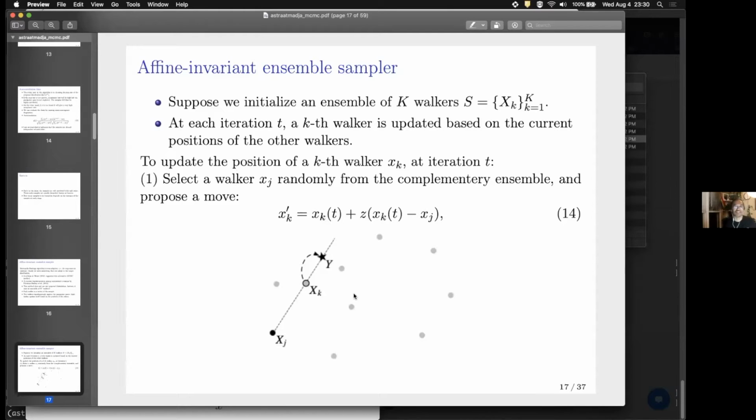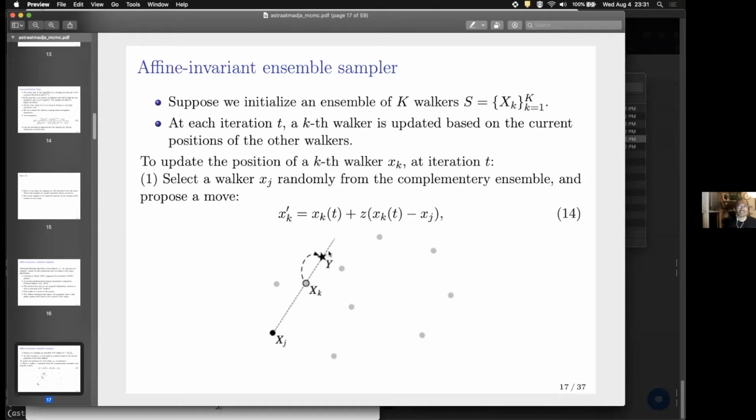Yeah, so this is an illustration from Goodman and Weare. I forgot where it came from. Suppose we have K workers. At each iteration, we repeat this move for each individual worker. So here's a worker. It will pick a random other worker, let's say here, and it will draw a line between these two workers, and it's going to propose a move here to this point Y.